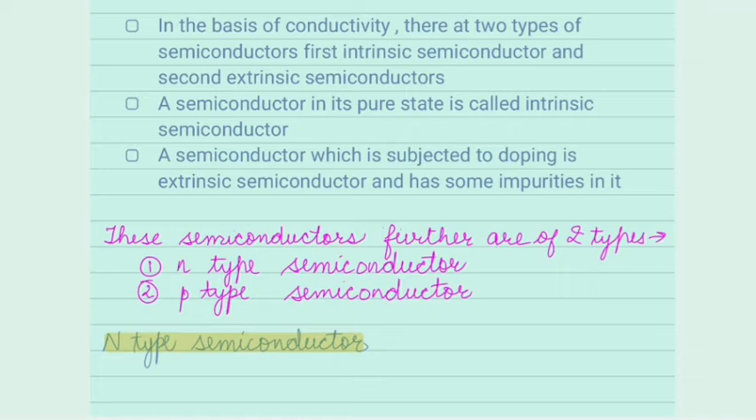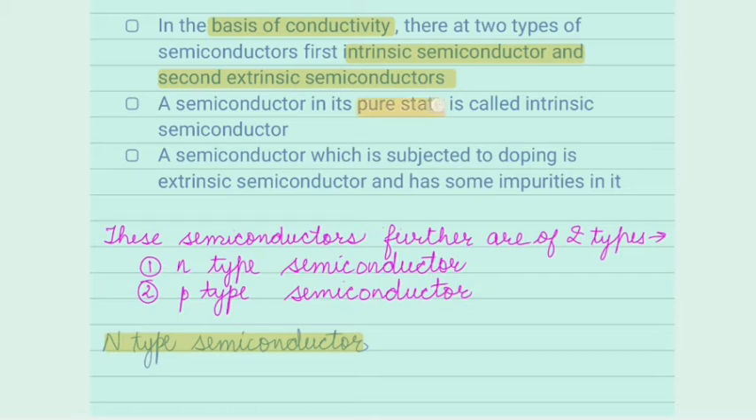Students, today we are learning about further types of semiconductors on the basis of conductivity. There are two types of semiconductors. First is intrinsic semiconductor and the second is extrinsic semiconductor. Now what are intrinsic semiconductors?